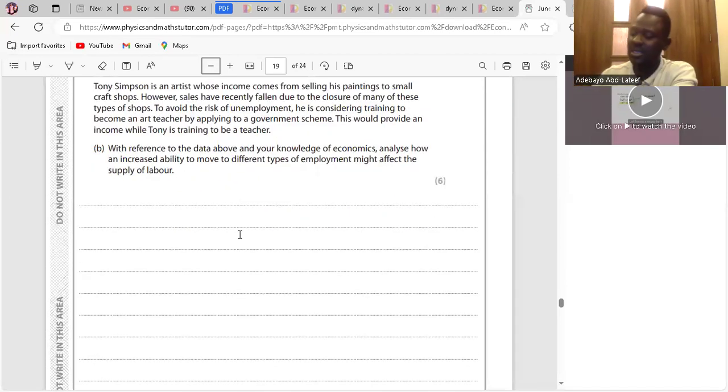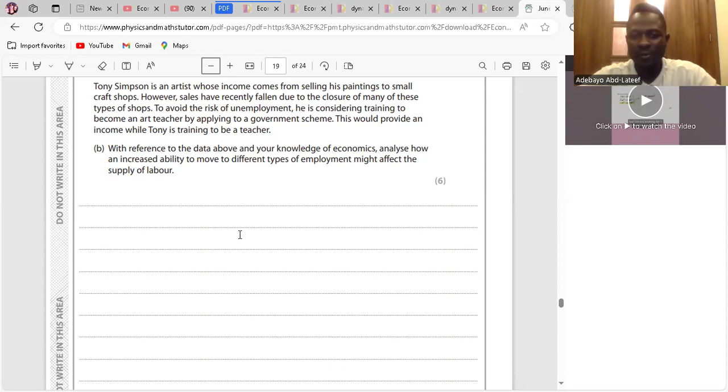It seems simple. Then we just go to the case study. With reference to the data above and your knowledge of economics, analyze how an increased ability to move to different types of employment might affect the supply of labor. The flexibility to move from one job to another. I was a banker, now a teacher. That's occupational mobility.